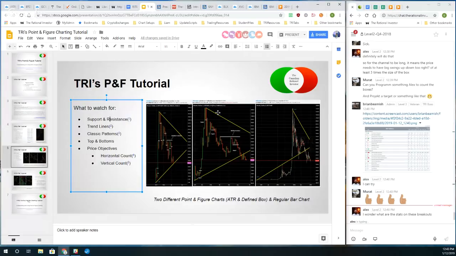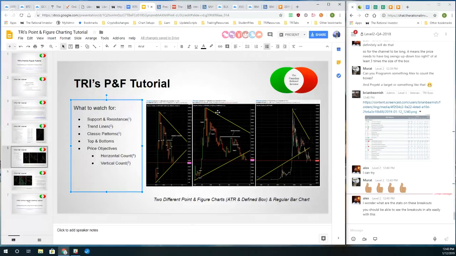I want you to understand how you draw trend lines on these point and figure charts. And I want you to understand the basic premise of things like support and resistance and interpreting classic chart patterns: heads and shoulders, triangles, double tops, double bottoms, triple tops, triple bottoms, etc. And then finally, I want you to inject what you already know. It's simply a different way of looking at the same information.